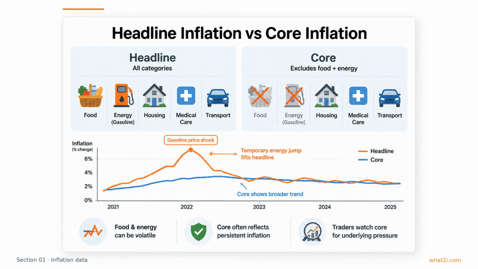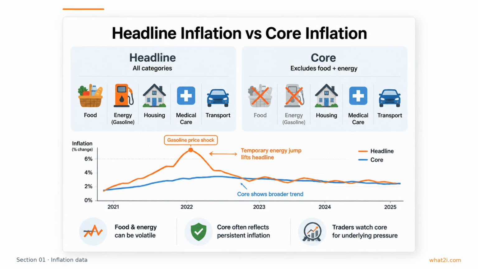This is why traders and economists usually focus more on real GDP when judging growth momentum. When real GDP is rising, the economy is expanding in a meaningful sense. When it is falling, that can be a warning sign of economic weakness.